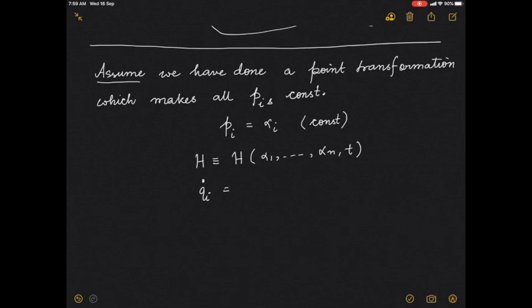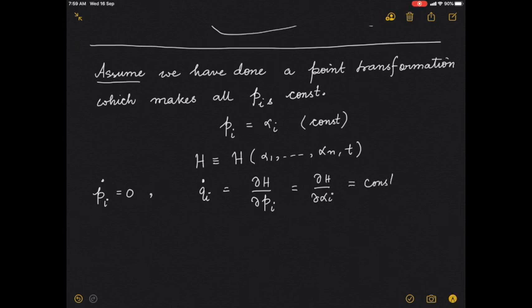So if I calculate any of the qi dots, what is that given by? That is given by del H. Well, I don't need to calculate the Pi dots because they are all 0. So let me just write that here. Pi dots are all 0. And what about qi dots? So qi dots are del H by del the corresponding Pi, which are the alphas. So del H del alpha i. You see, that also has to be a constant.